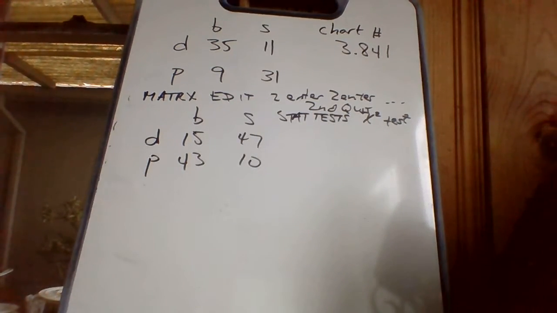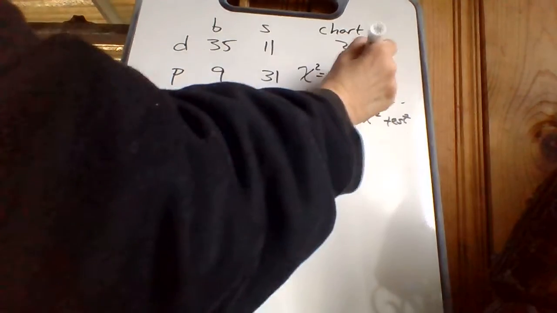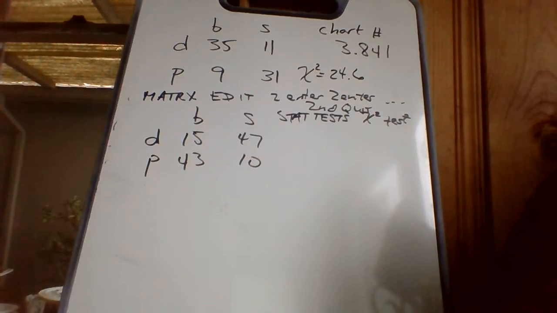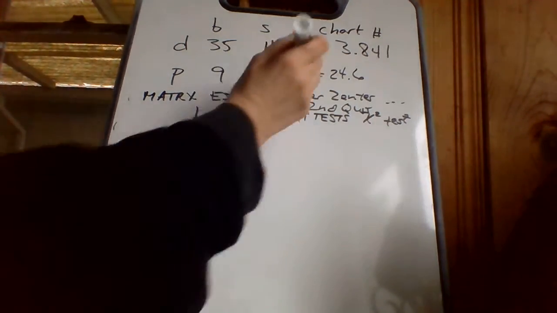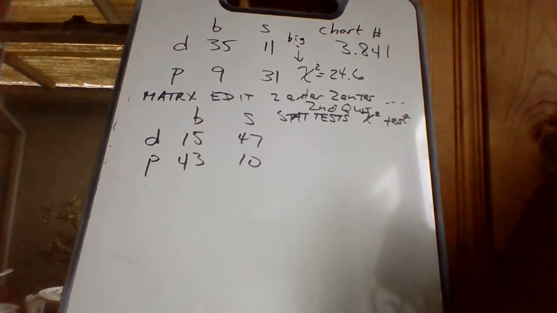And calculate. And it says x squared is 24.58. Why don't we call that 24.6? Chi-squared equals 24.6. All right. And if this number is big, it means this is an important table. If it was small, if it was like 1, if it was some small number, it's a boring table, nothing to see here, move along.